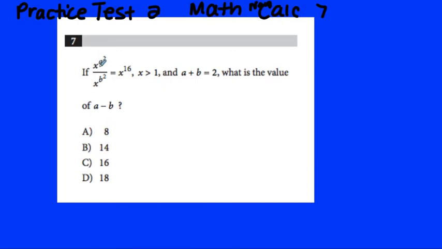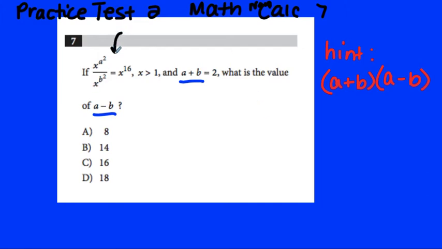It gave us: if x to the a squared all over x to the b squared equals x to the 16th, and x is greater than 1, and a plus b equals 2, what is the value of a minus b? One of the things that stood out to me was that they gave me a plus b and they were looking for a minus b. That's a hint for me, because I had two expressions that were different and looked familiar. So this could be a situation where I'm using the difference of two squares.